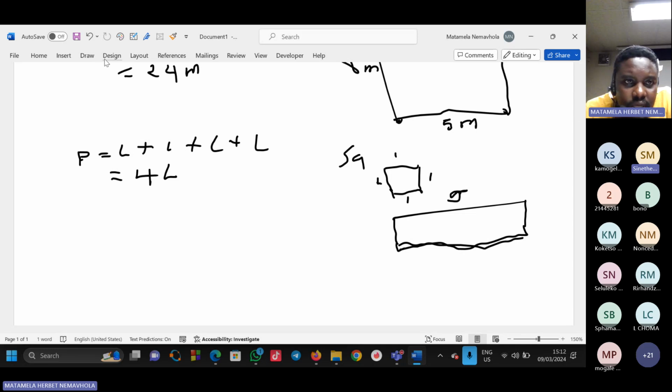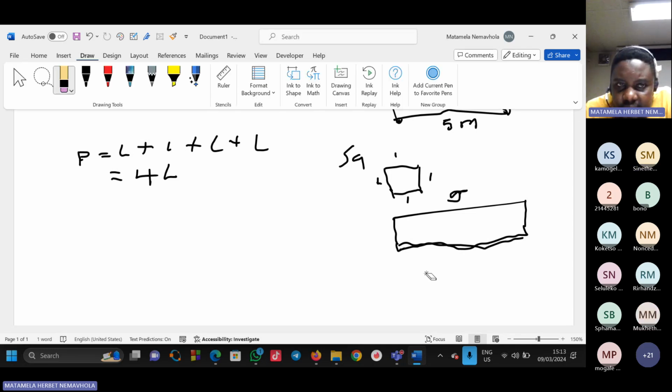Okay, you can mute your mic. The ones who have not muted, you can mute your mic.